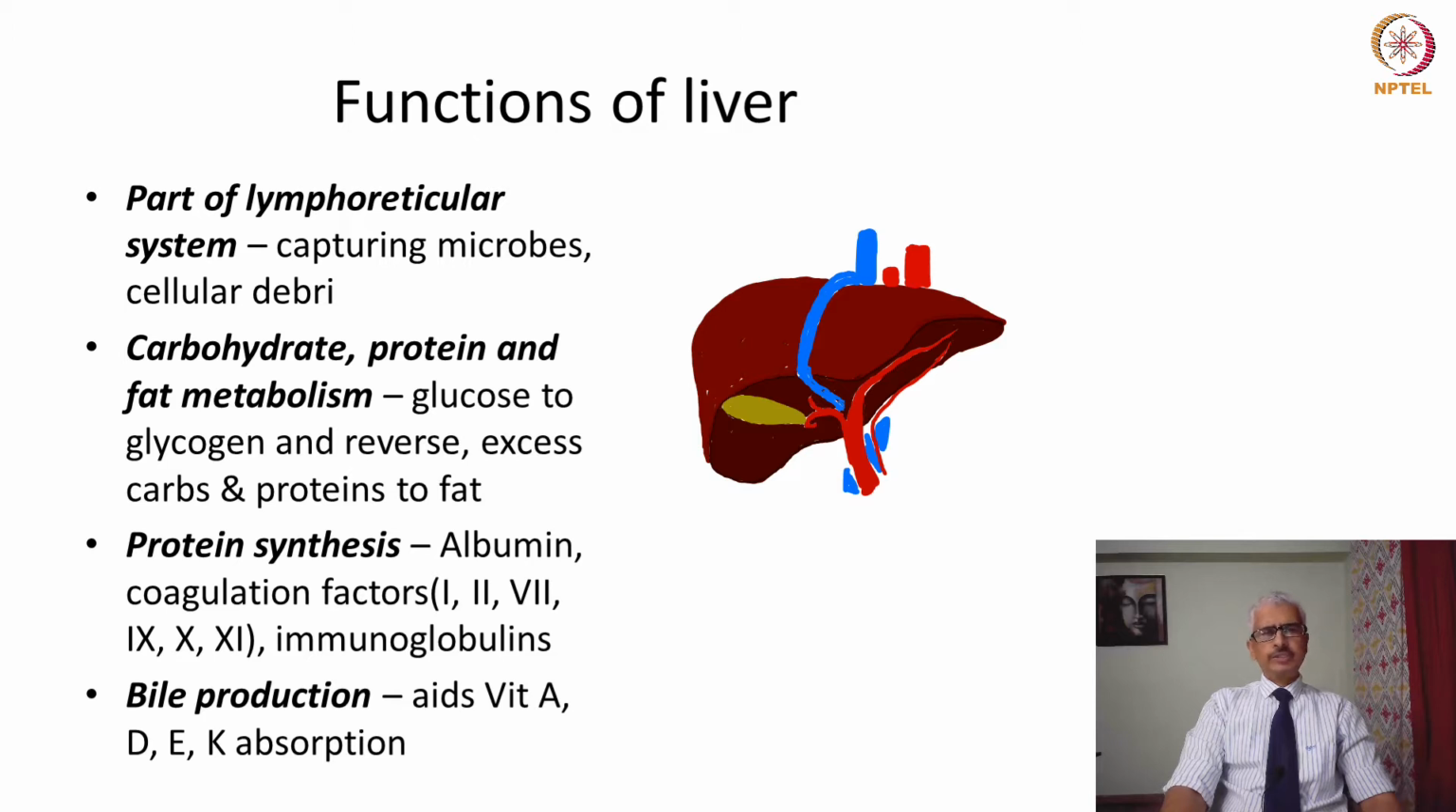Liver also produces the bile salts and the bile juice. This bile helps in absorption of fats from the intestines. In addition to absorption of fat, it helps in the absorption of fat-soluble vitamins like vitamin A, D, E, and K, and their storage.